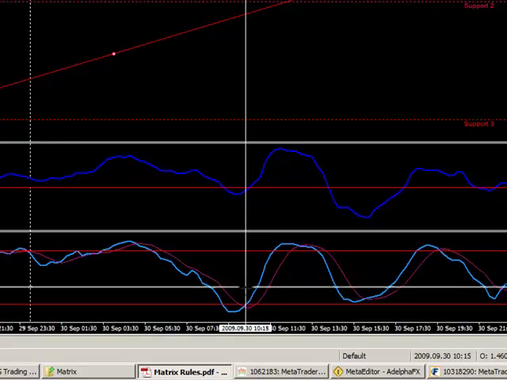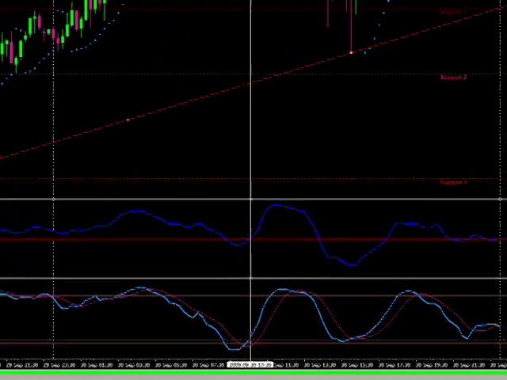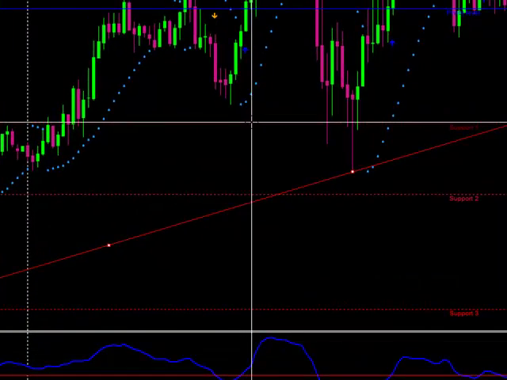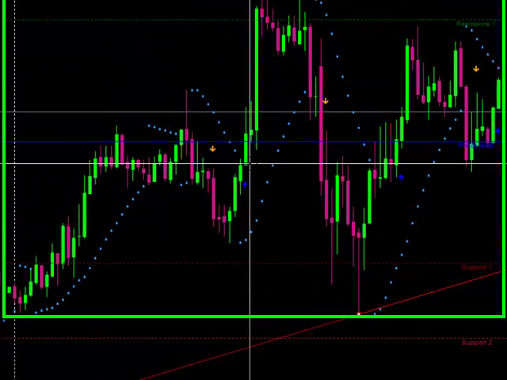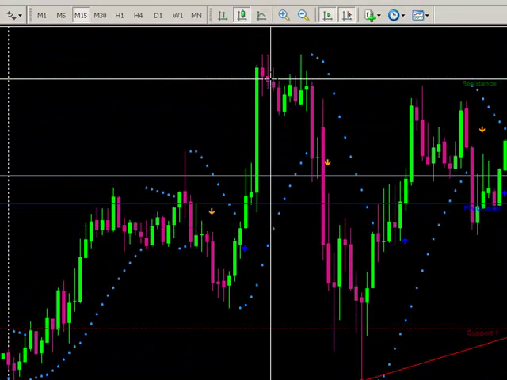So, on both bottom indicators, are they pointing in the direction of your trade? If you're buying, obviously you want these pointing up. And yes, they're pointing up. Everything's pointing up. And then do you have room to make some pips up to this resistance level?